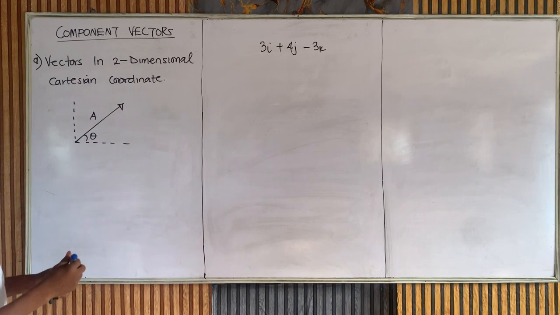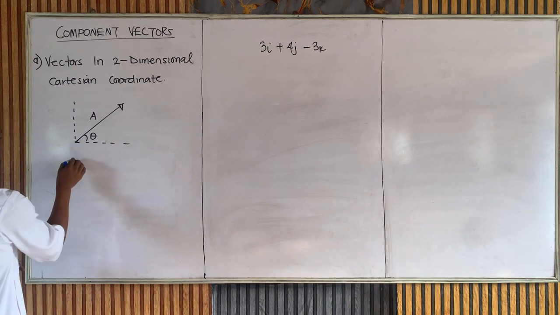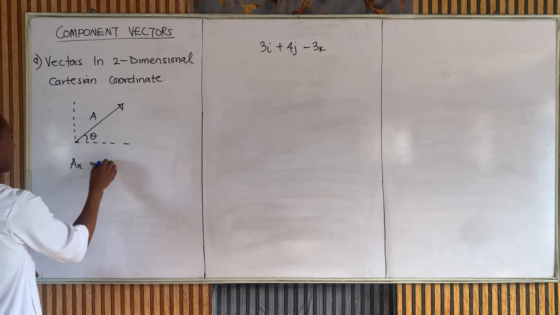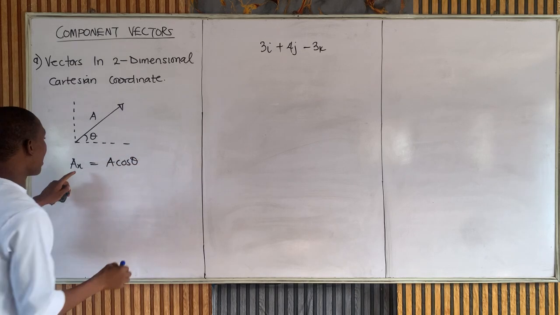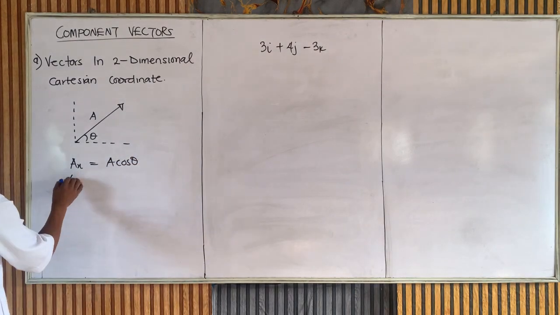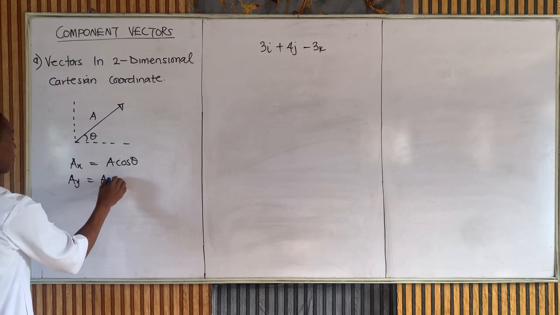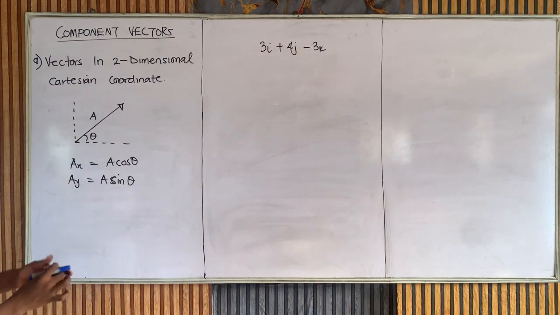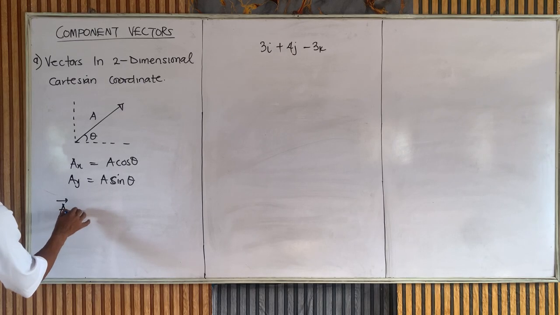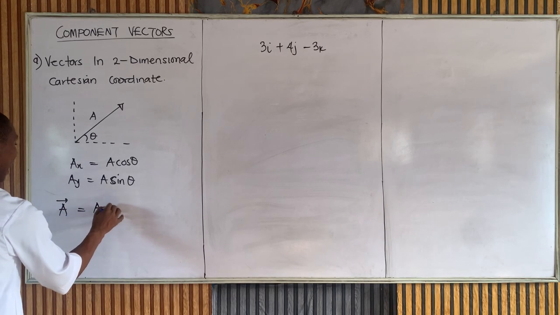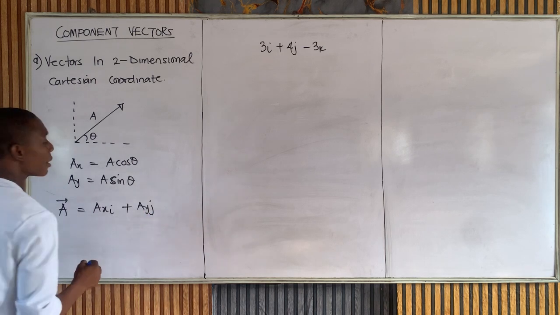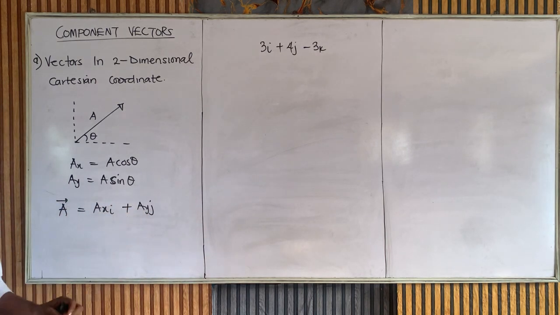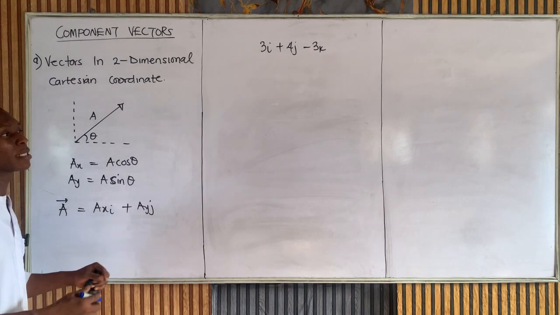We can resolve these vectors into components. If you resolve horizontally, we have Ax, which is A cos theta. So Ax is the horizontal component, and Ay is the vertical component. Now, mind you, we are just dealing with vectors in two-dimensional Cartesian coordinates. Vector A can be written as Ax i plus Ay j. Representing this vector like this is to represent it in component form, but just in two dimensions because it has just i and j.